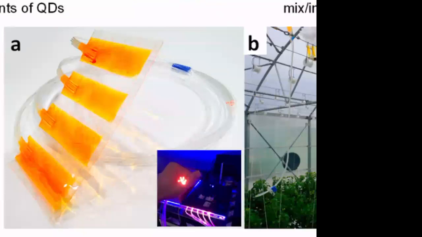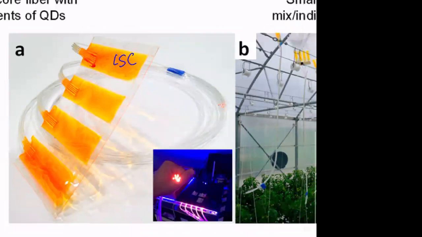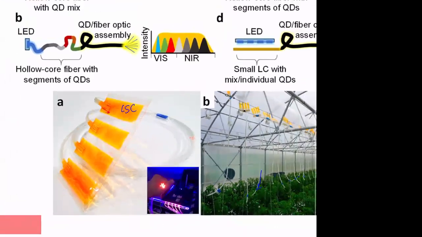This is an example of what it looks like. Here, this is the LSC. It looks orange because it's emitting in the orange, which is what the plant likes in this example. And the excitation happens with white light, or typically with a blue LED, but in this example they're just using white light. And there are many versions of this.